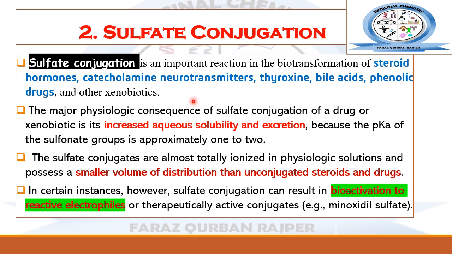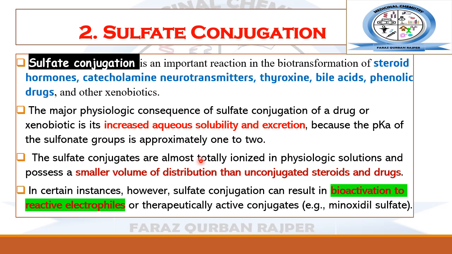Sulfate conjugation is a second type of conjugation reaction of drug molecules. This occurs mainly in steroid hormones, catecholamine neurotransmitters, that is epinephrine, norepinephrine, thyroxine, bile products, and phenolic drugs. The major physiological consequence of this conjugation reaction is that aqueous solubility is increased, and the drug becomes a more ionizable form and is easily excreted.